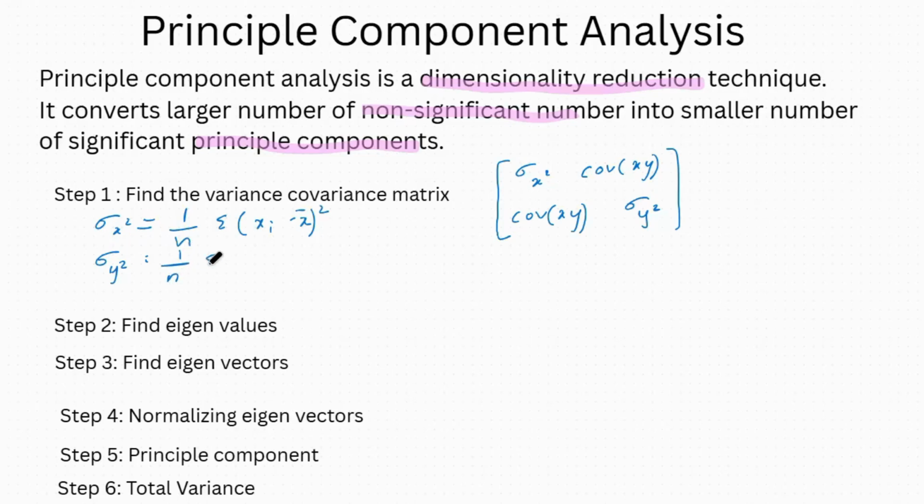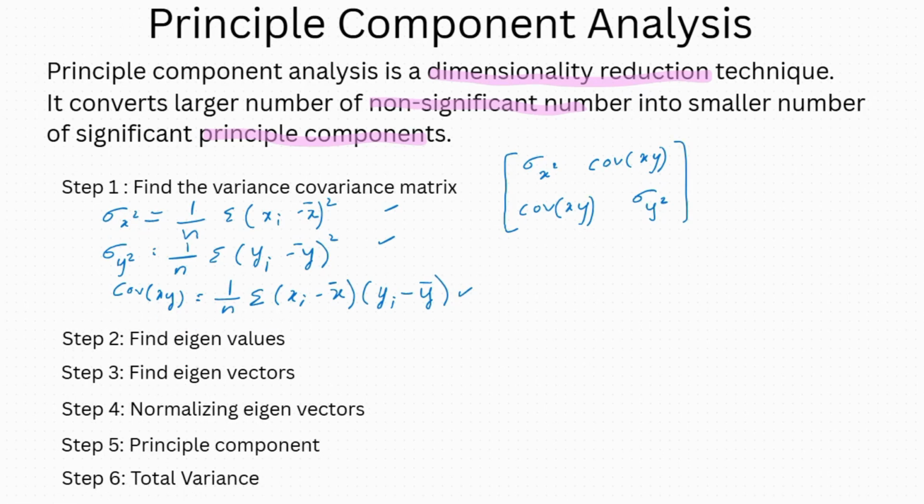1 by n of summation of yi minus y bar whole square. Covariance of xy is equal to 1 by n of summation of xi minus x bar into yi minus y bar. So to calculate the covariance matrix, we have to find three things: one is sigma x square, sigma y square, and covariance of xy.